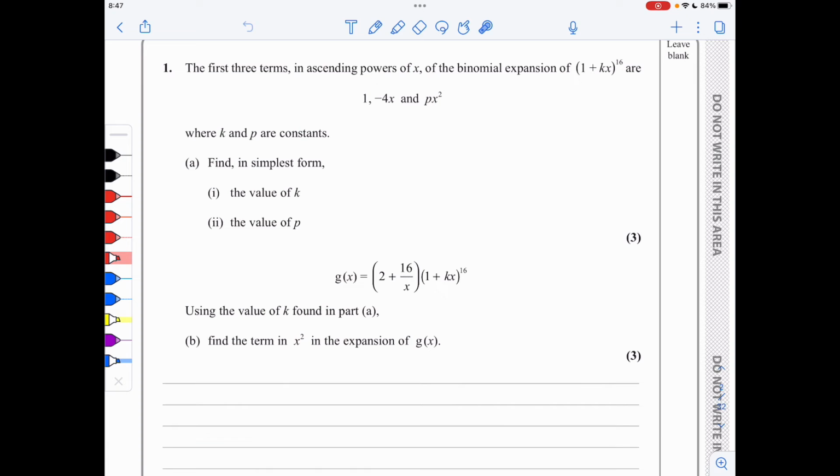In question 1, we are told that the first three terms in the expansion of (1 + kx)^16 are 1, -4x, and px². And we need to find k and p.